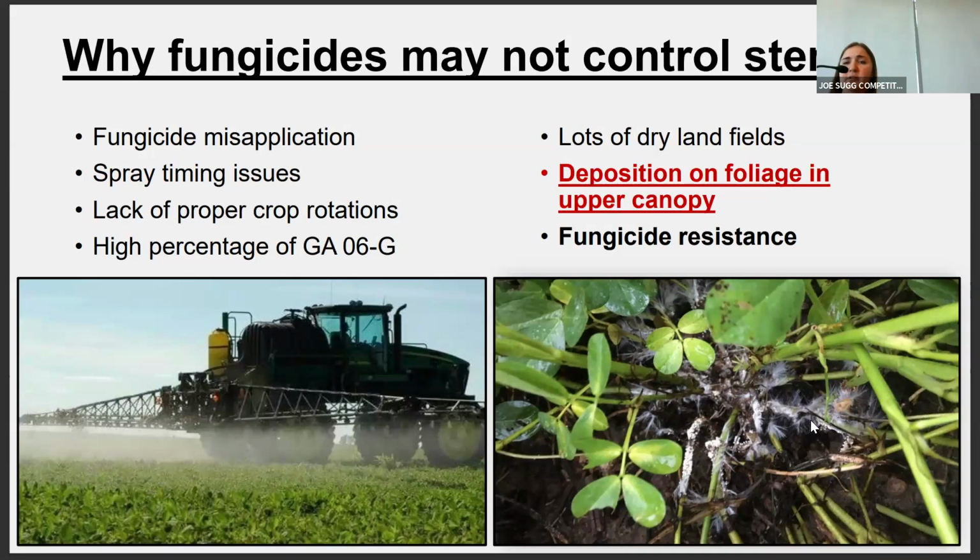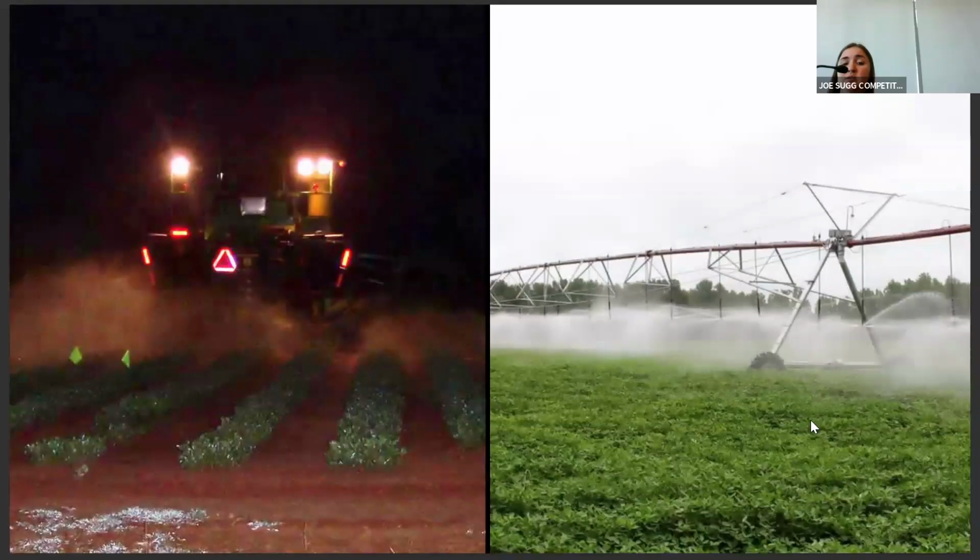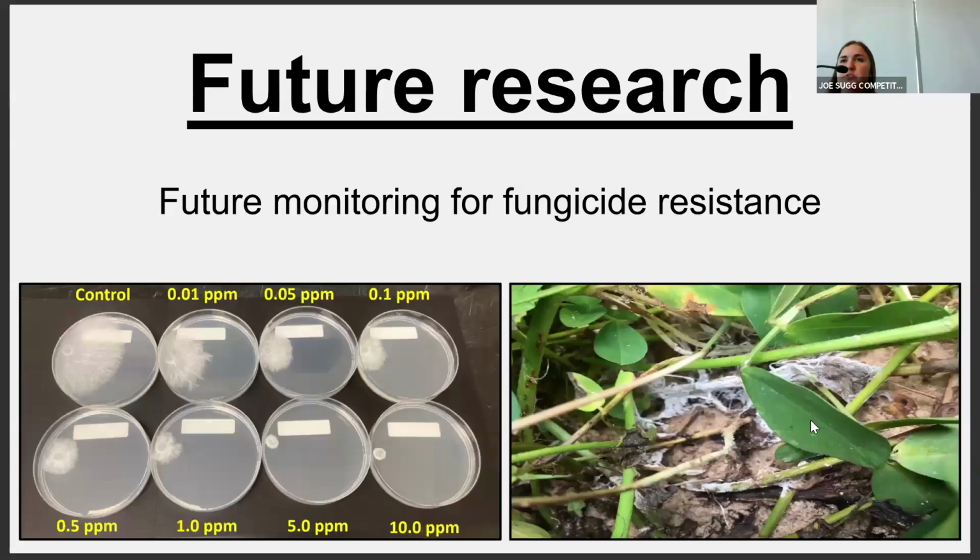So in Georgia, we have a lot of dry land fields. So we don't have the luxury oftentimes of irrigating after a spray, which is one way to mitigate that. But the best way if you have dry land fields is to spray at night whenever your leaves are closed. And as far as future research, the fungicide resistance aspect of this project is coming to an end. But as with any pathogen, we'll need to continue to monitor for fungicide resistance.